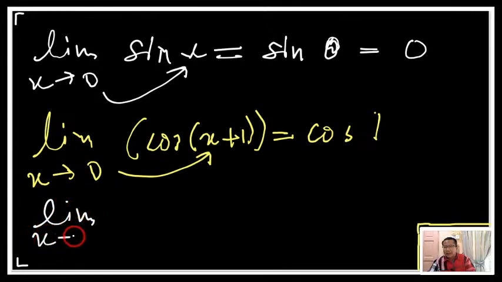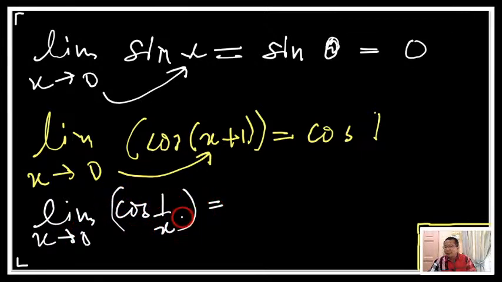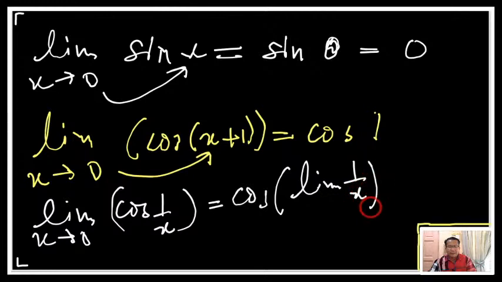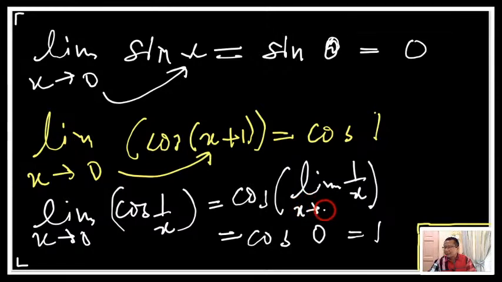Limit x approaches 0, cos 1 over x. So this one, you can also do cos and then limit first. Limit 1 over x. Limit 1 over x is 0. So this is cos 0. So the answer is 1. This one is 0. X approaches infinity. Sorry, infinity.